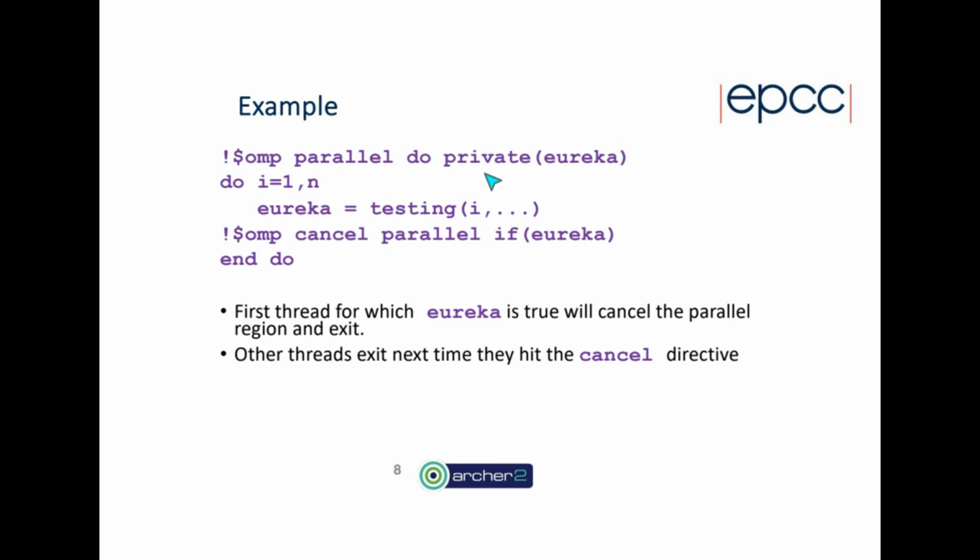Okay, so let's just say cancel the parallel region if Eureka is true. So the first thread for which it's true will hit this and raise the signal. All the other threads, if they're still inside this testing, will complete what they're doing in here. But as soon as they hit the cancel directive, that's also the cancellation point. So at that point, they will jump out and jump straight to the end of the parallel region.